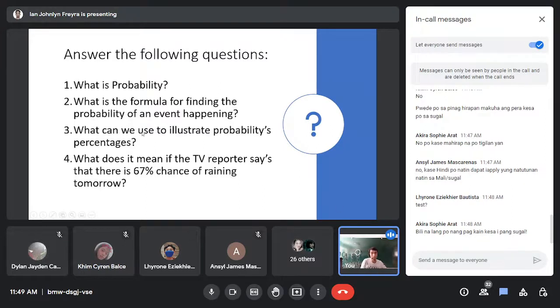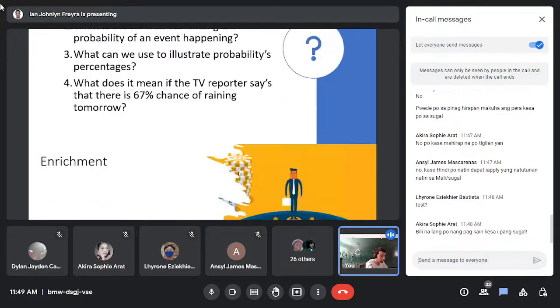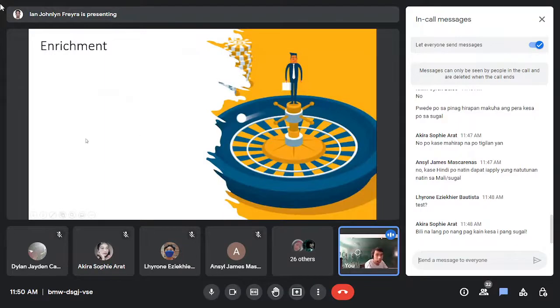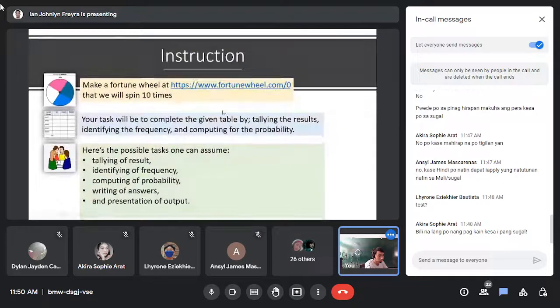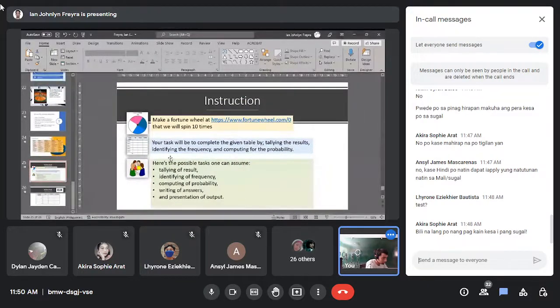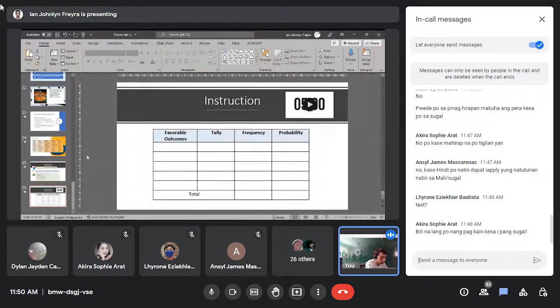Wala na. Oh, if none, you can now proceed on answering your test for this lesson. Pakita ko lang. Ito, we have an enrichment. So, this will be part of your assignment. Yung spin wheel natin. Ayan, make a fortune wheel. Oh, this is already posted on Google Classroom. So, your task is to complete the tally table. Sige, check natin yan. Very good. So, ito yung magiging outcome.